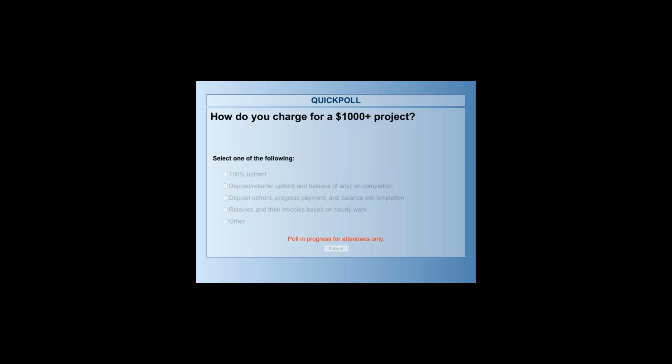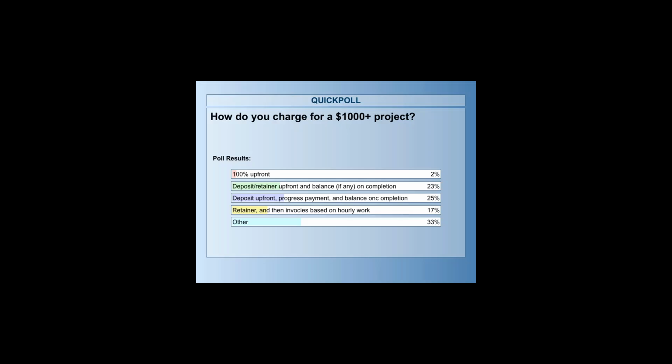You always need to get some kind of deposit or retainer up front. Maybe not 100%, but at least a portion of it, because if they're not going to pay you now, what makes you think they will pay you later? Right. So there's the results, Hector. You want to go ahead and talk about those?